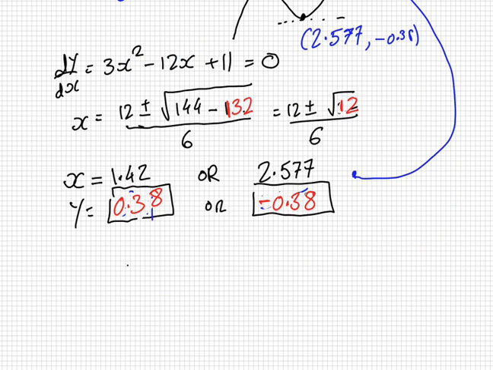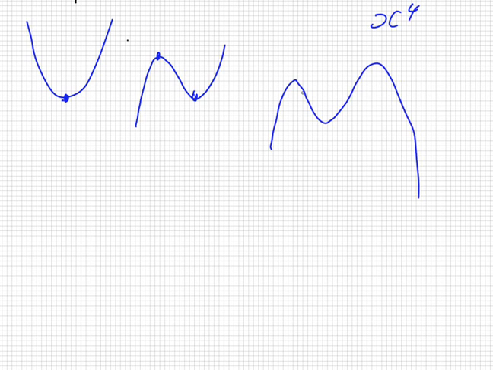I imagine that you can probably see some pattern here. If you have a quadratic, how many turning points do you have? 1. And if you have a cubic, how many turning points will you have? You'll have 2. And if you have an x to the power 4 equation, you could have up to 3 turning points.